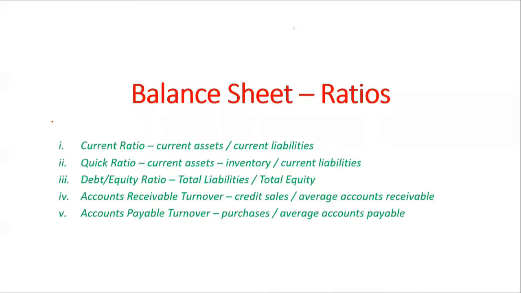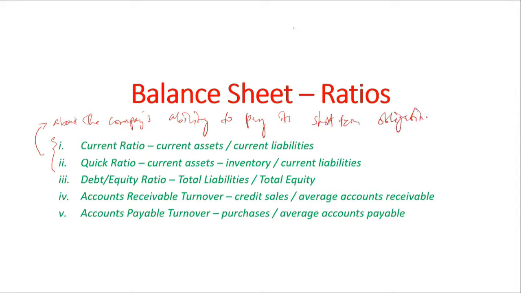Let's look at some common ratios that you, as an investor, can calculate from the balance sheet. The 2 most common ratios are the quick ratio and the current ratio. They basically tell you about the company's ability to pay its short-term obligations. A third ratio could be the debt to equity ratio.